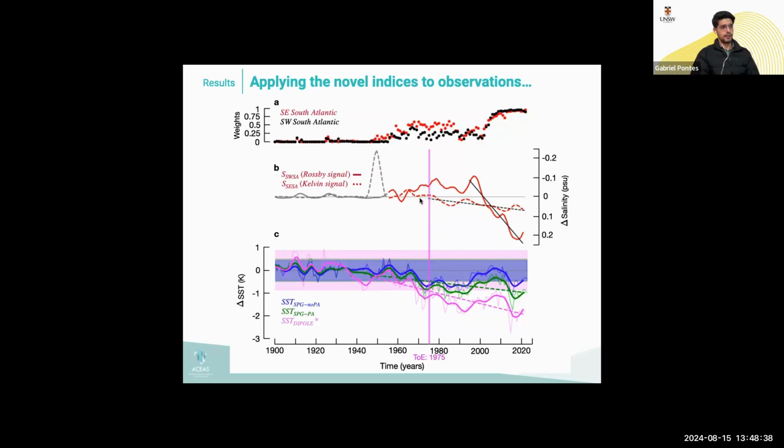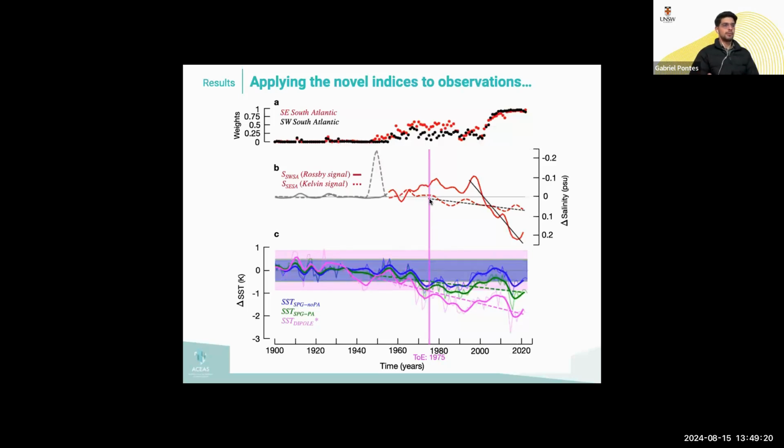But after that, in about 1975, we've got the emergence of the Kelvin signal, which is the dashed line. There is a significant increase in trend. Here I have just reversed the y-axis, so a weakening of the index means a salinity convergence, so an enhanced salinity in the South Atlantic. Here we can see that there is this weakening in the Rossby and in the Kelvin signal. It's a quite fast one that has been captured at about 1965.